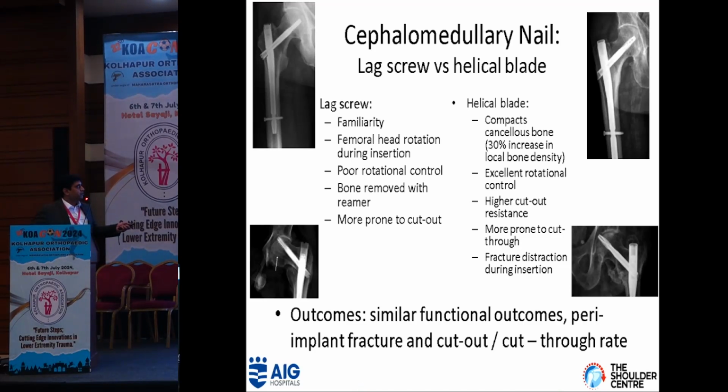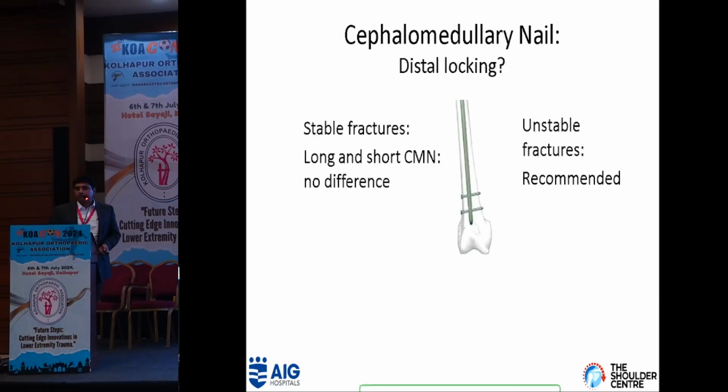In a cadaver study, they found that a 30% increase in local bone density was found because of the impaction of the blade. It gives rotational control, higher cutout resistance, but is more prone to cut through. That is, the blade can go in and penetrate centrally, whereas the lag screw can cut out cranially. But similar functional outcomes with the available literature. Whether to lock distally or not, in stable fractures, no difference, but in unstable fractures, it is definitely recommended.